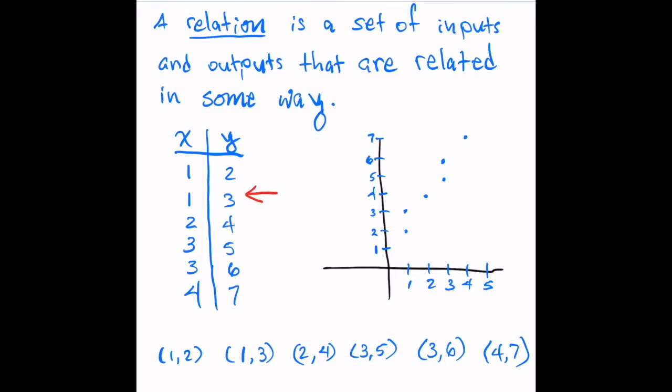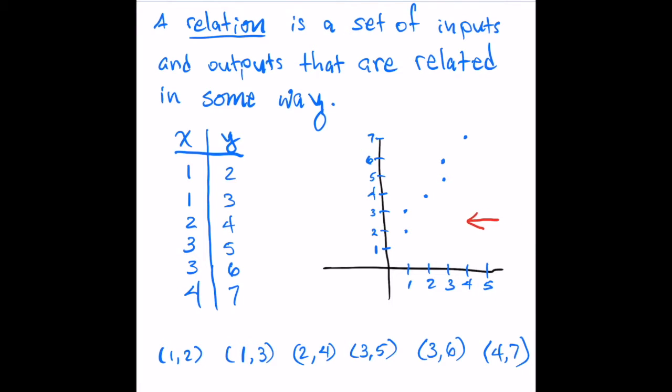So if I had a column of x numbers like 1, 1, 2, 3, 3, 4, and I had a column of y numbers 2, 3, 4, 5, 6, 7, and I were to relate them in correspondence with each other such that 1 and 2 are an ordered pair, 1 and 3 are an ordered pair. Here are the ordered pairs down here, by the way. And here's 2 and 4 that's an ordered pair, and 3 and 5, 3, 6, and 4, 7. Then I would have a relation.